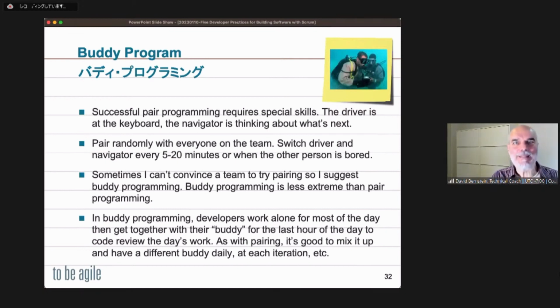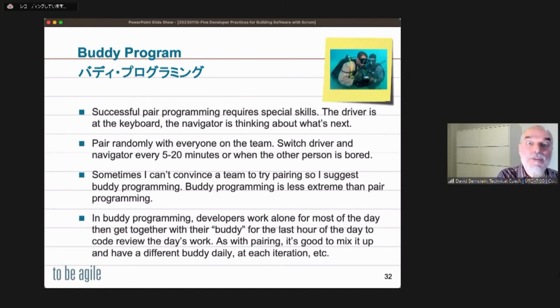Sometimes I can't convince teams or their managers to try pairing. And so I have a gateway process that I call buddy programming. In buddy programming, we take turns driving and navigating, take turns at the keyboard.